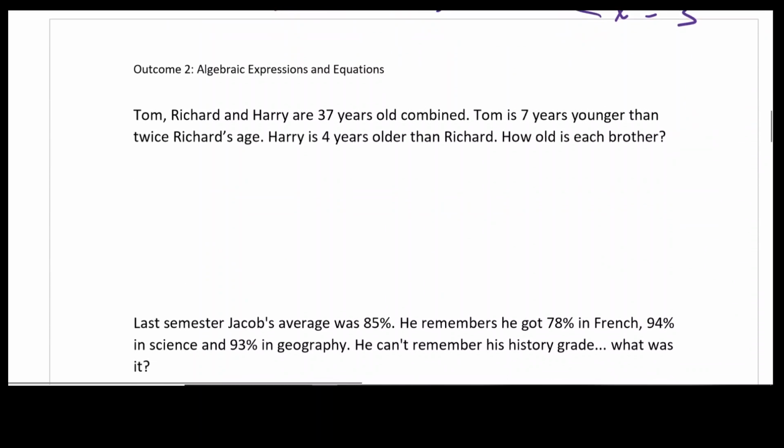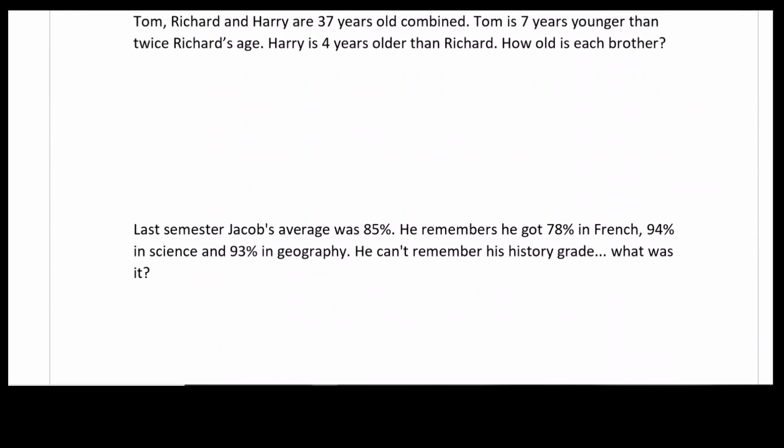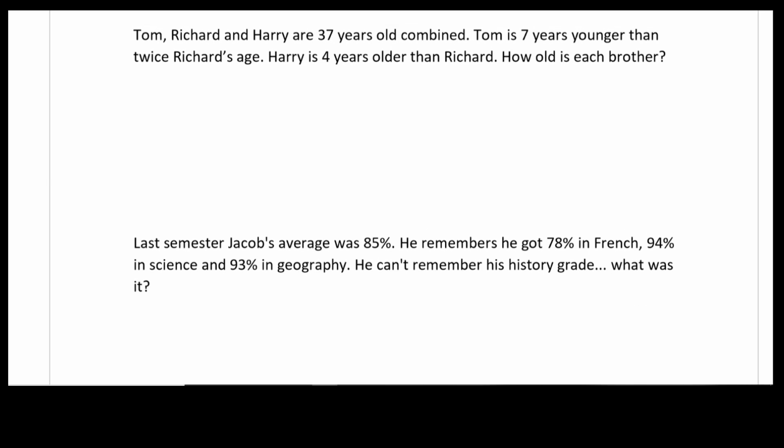All right. Tom, Richard, and Harry are 37 years old combined. Tom is 7 years younger than twice Richard's age. Harry is 4 years older than Richard. How old is each brother? Okay.